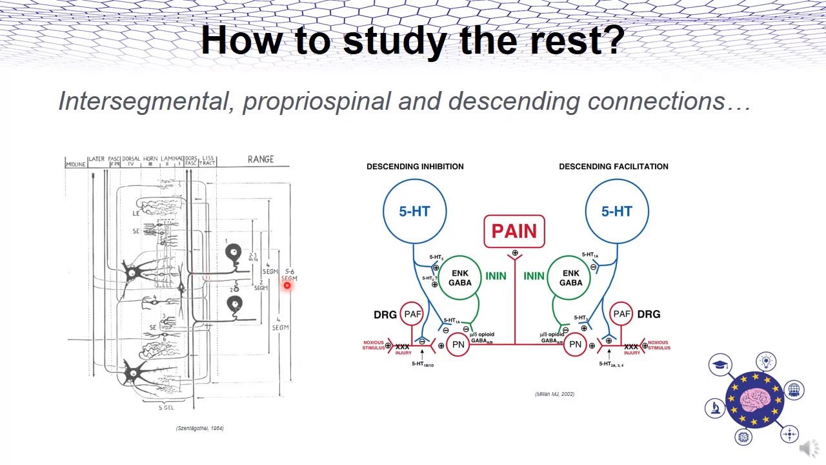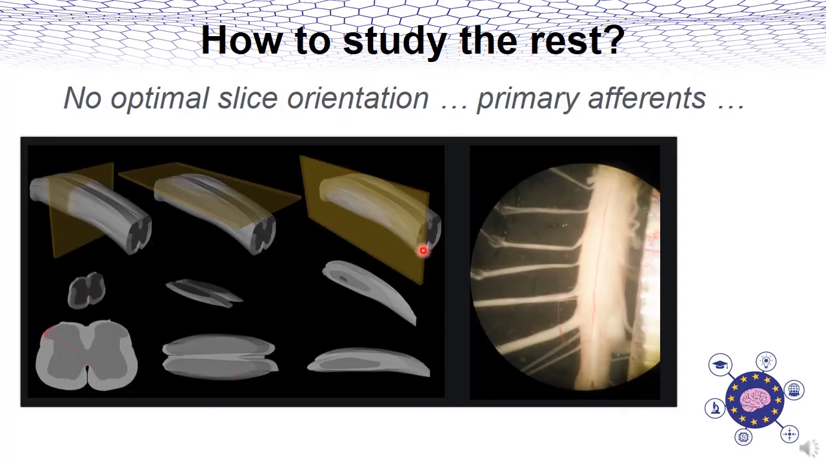Furthermore, the spinal dorsal horn not only relays processed information to supraspinal centers, but it is also under the control of several descending pathways that modulate local sensory processing, including nociception. So the question is how to study these connections.